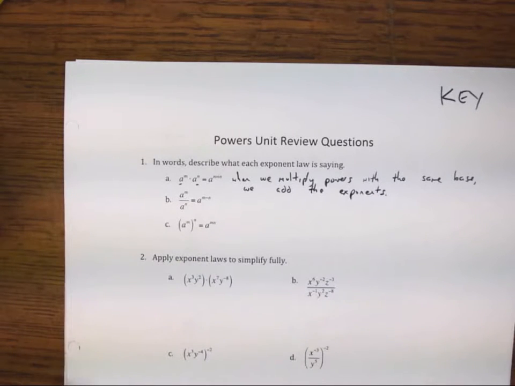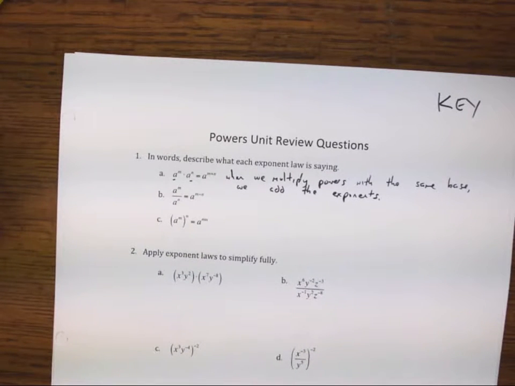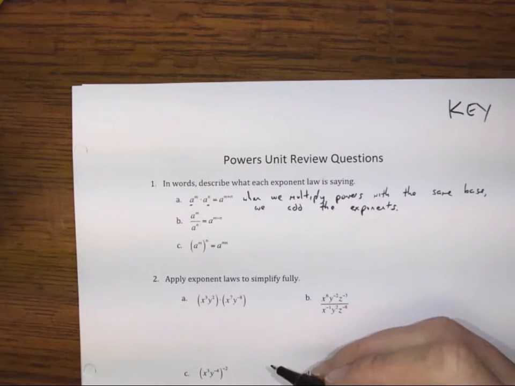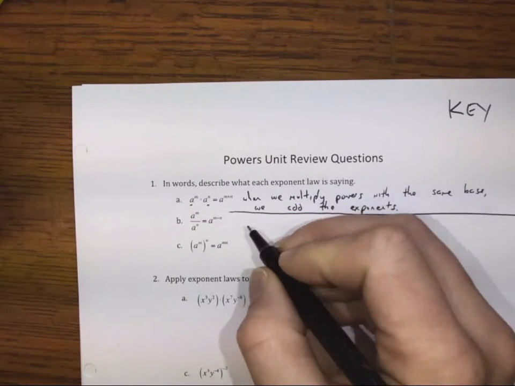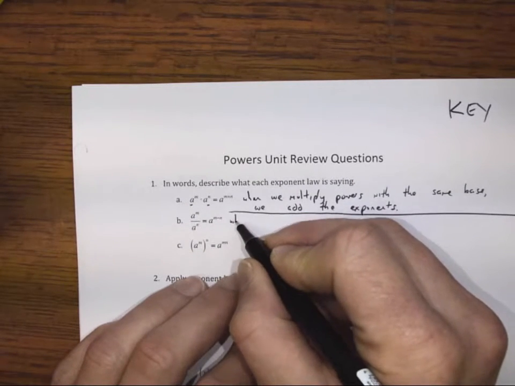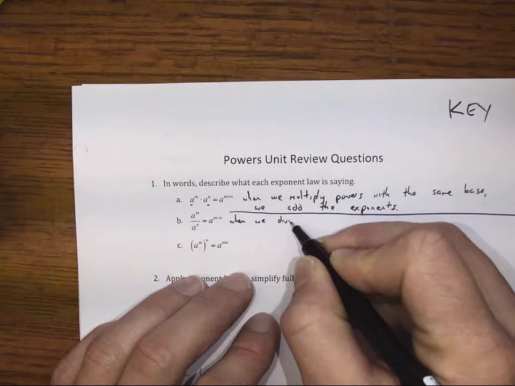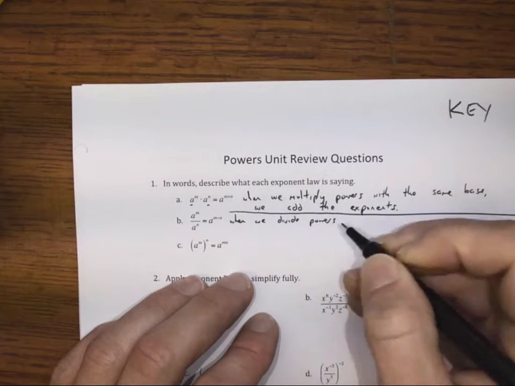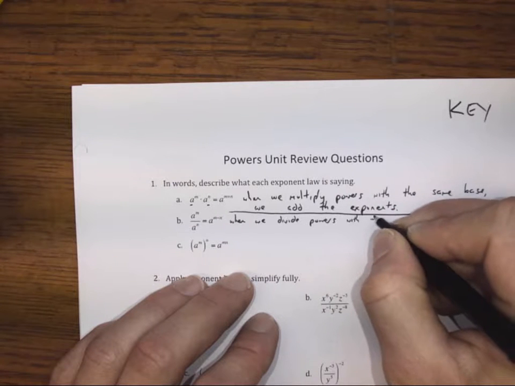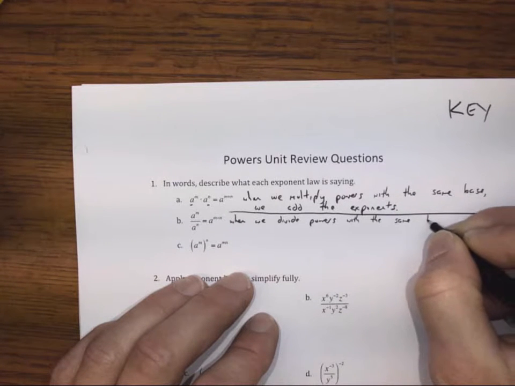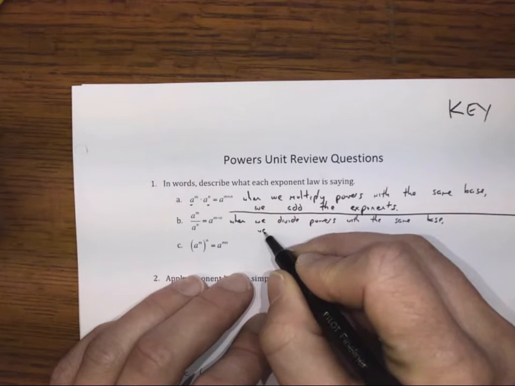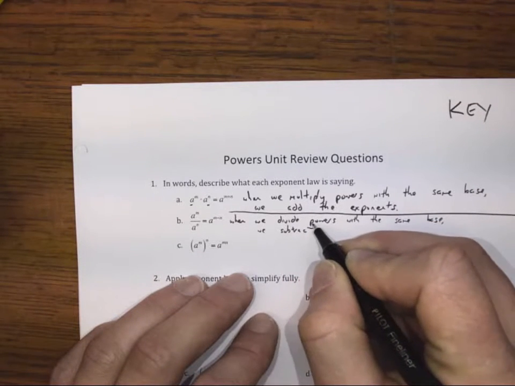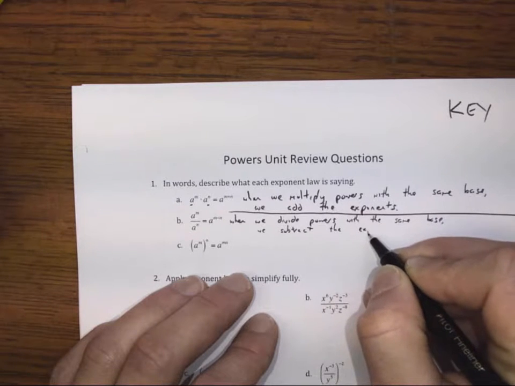Now, I'm not sure I'm going to have room necessarily for all of these answers, so I'm going to finish A and see what I can do here. So I'm going to do a little line here. All right, and so this one says when we divide powers with the same base, we subtract the exponents.